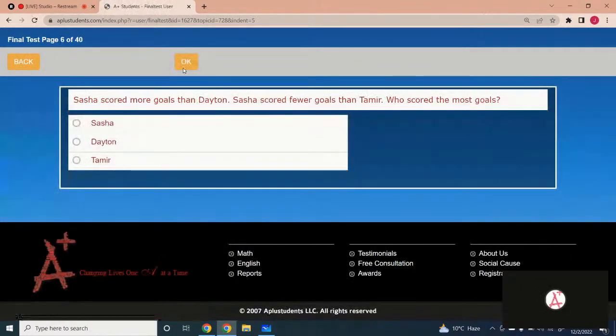Got it, everyone? Sasha scored more goals than Dayton. Sasha scored fewer goals than Tamir. That's also the one we did on the last topic. Who scored the most goals? Sasha, Dayton, or Tamir? Yes, it would be Tamir who scored more.